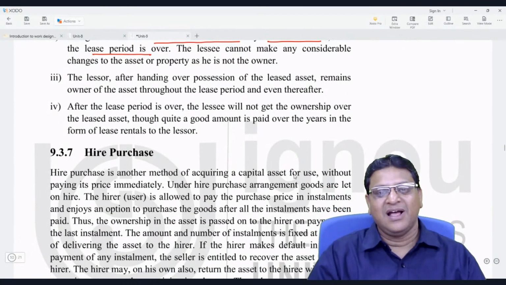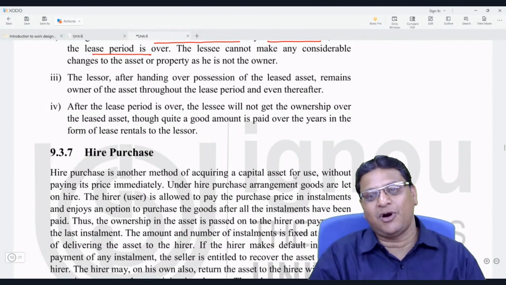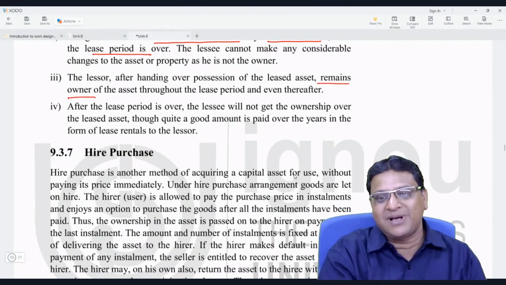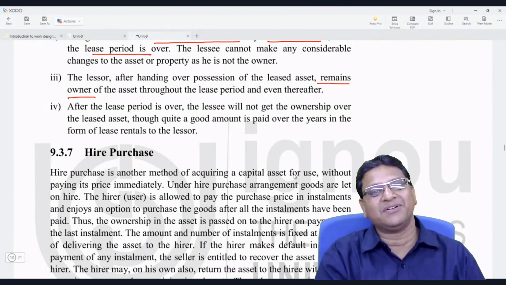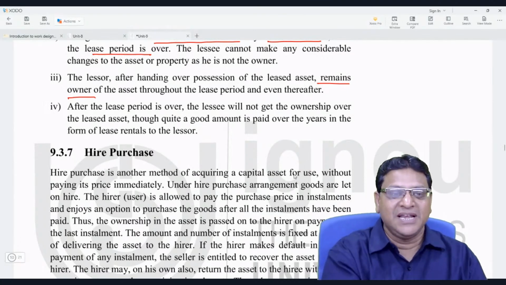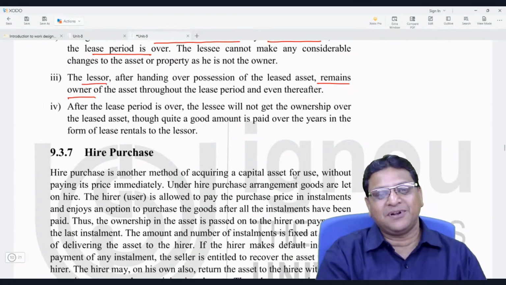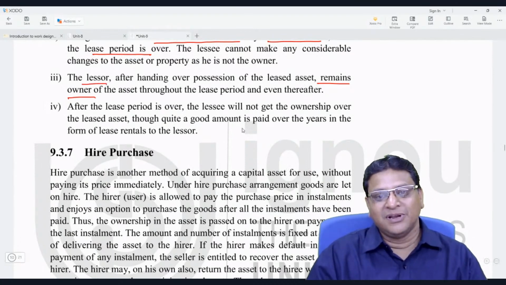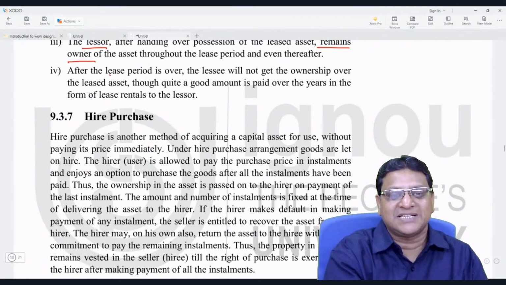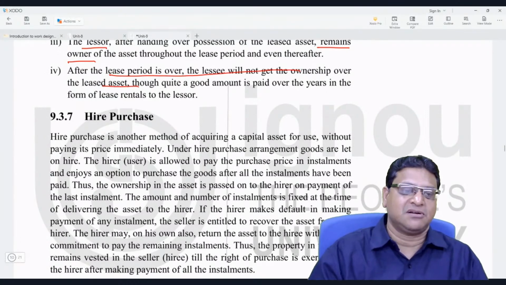Then the lessor, after handing over possession of the leased asset, remains the owner. Though you use the asset for 99 years, you cannot become the owner of the asset. The owner will always be the lessor. After the lease period is over, the lessee will not get ownership of the asset. The asset has to be returned to the lessor.